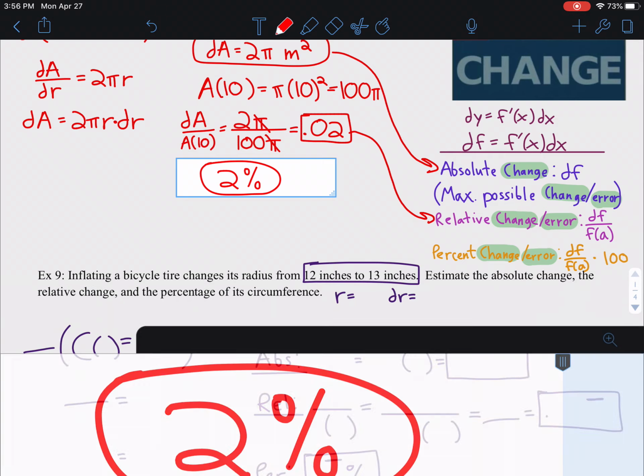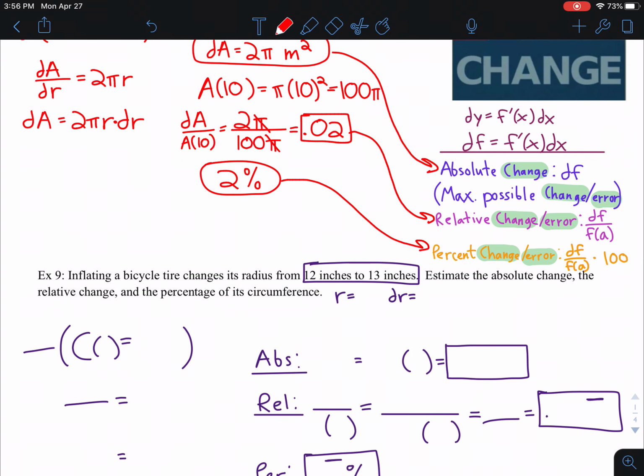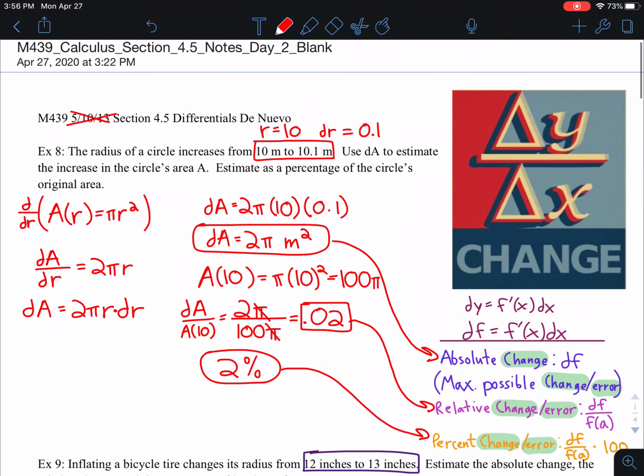So all of this is telling me that at most, when the radius goes from 10 to 10.1, we're going to get a 2% change in the area of the circle here. Okay. So that's what we're actually calculating. Again, all of this is approximations, right? Look back at the last note sheets. Differentials, we use those to approximate. Okay, let's take a look at another example.